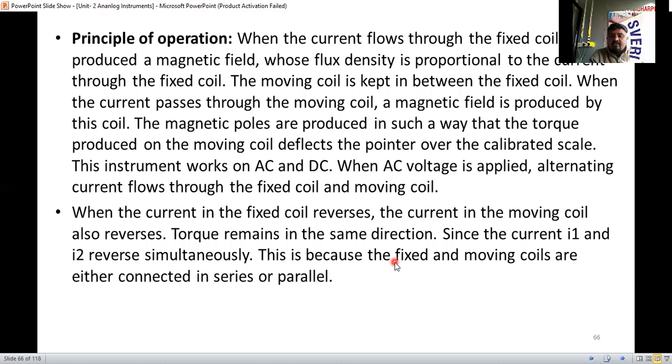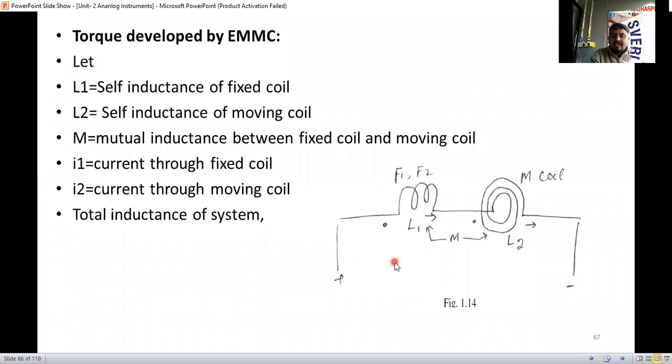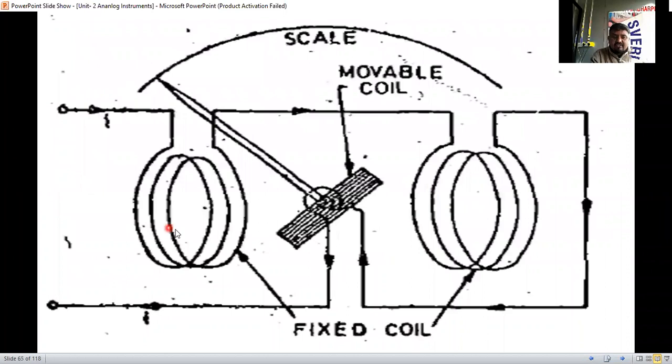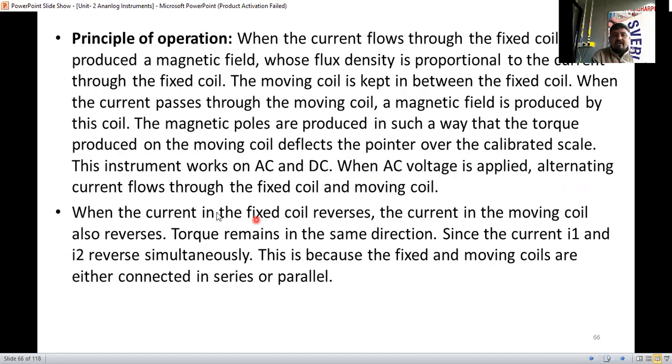Since the currents I1 and I2 reverse simultaneously, where I1 is the current flowing through the fixed coil and I2 is the current flowing through the moving coil, if the current direction reverses in the fixed coil, the current direction in the moving coil also reverses. So both are in the same direction, then the torque remains the same. For that reason, it is applicable for both AC and DC.